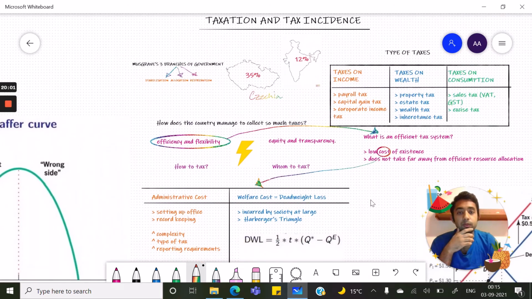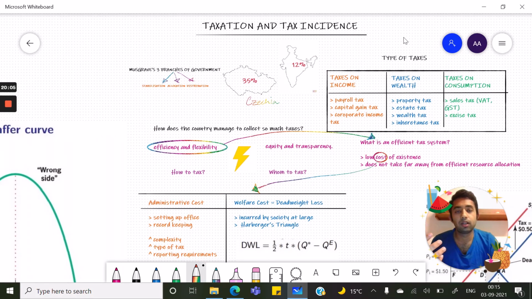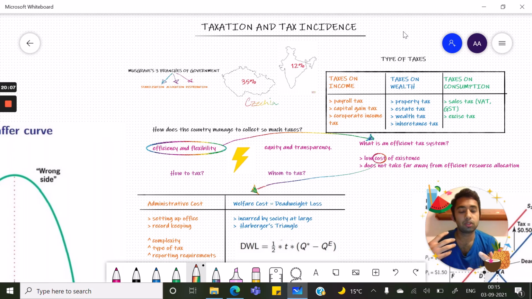And in the next video we will cover equity and transparency, how to make the taxation system more equitable and transparent in nature. And in that video we will be answering whom to tax, right? Instead of now, where we answered how to tax, right?